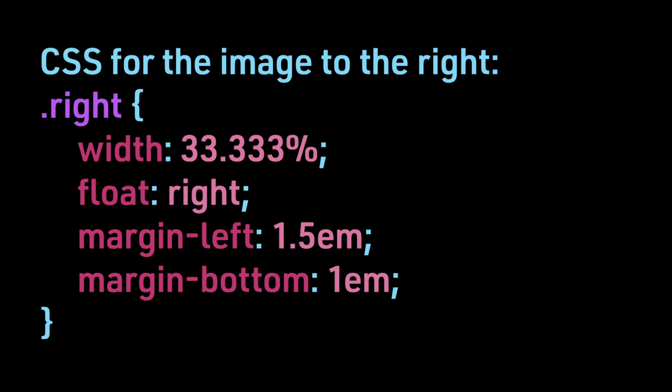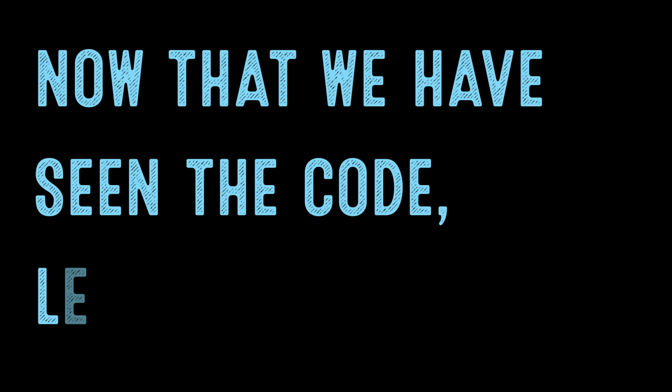Here's the CSS for the image to the right. We target period right. Again, the image will only span about 1/3 of the full width of the containing element. We float this image as well, but to the right instead. We also add margin to the relevant sides so there is a little space between the image and the text.